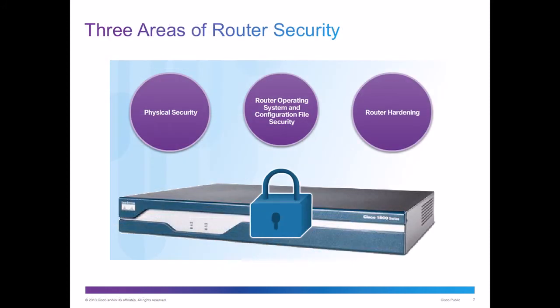Okay, the 3 areas of router security that you need to worry about: the physical security, number one. So this is the first thing I want you to write down. Physical security, router operating system configuration file security, and router hardening. What does each one of these mean?